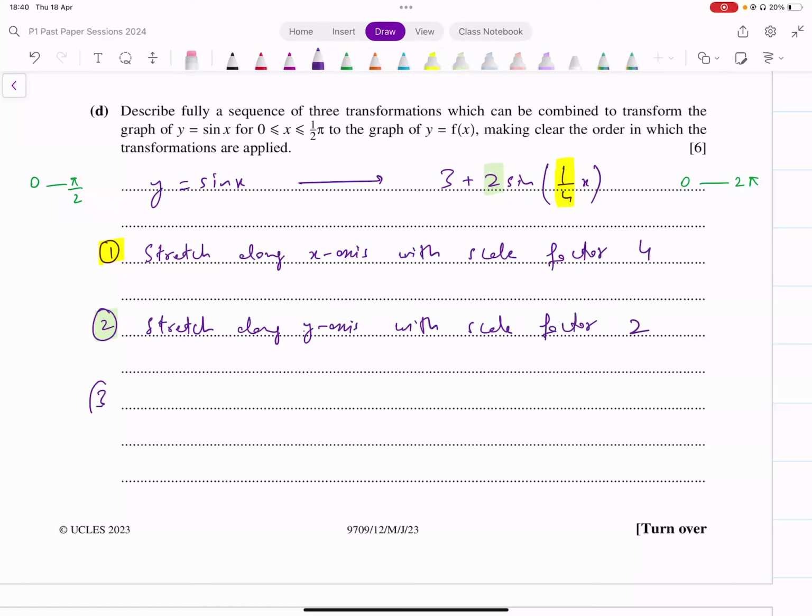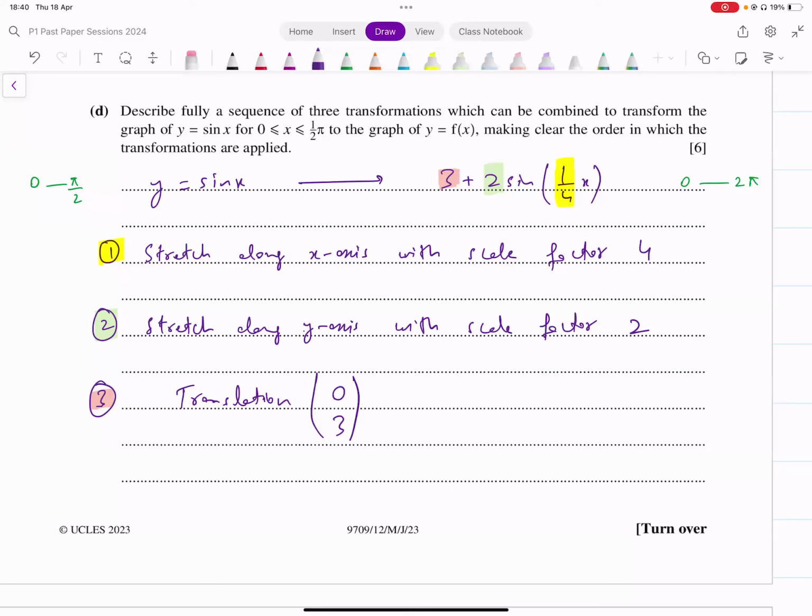And then the last one is a translation. You're adding 3 outside the function, that's a vertical translation. That means 3 units up. In translation, you need to write the translation vector. What's the translation vector? It's 3 units up, so that's (0, 3). Writing down the translation vector is necessary here. This is the third transformation that you have. That's it. This is what you had to do here. That's 6 marks, a lot of marks for just doing this.